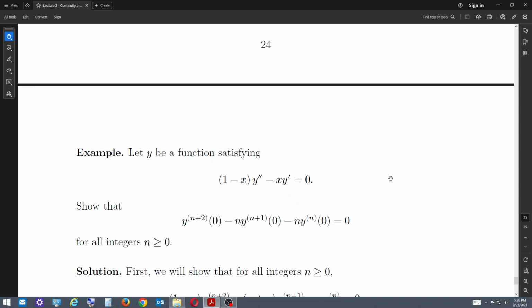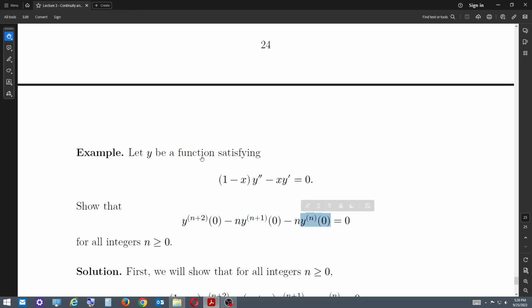Alright, so let's see how we actually use this in an example. Let y be a function that satisfies this differential equation. Now we have two products here, not just one. We want to show that this equation is true for all integers n greater than or equal to 0. Because the right hand side is already 0, we can differentiate as many times as we want, and it's always going to be true. Notice here though, this is at the point 0, when x is 0. Everything is at the point x is 0.